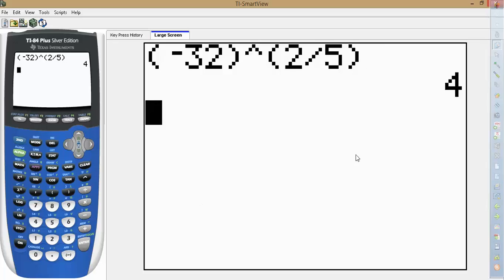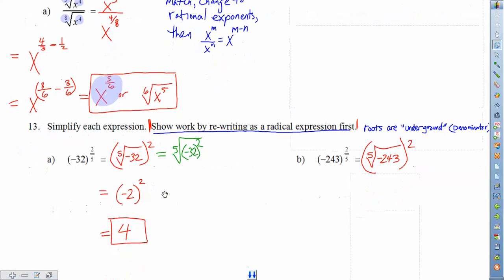Oh look, 4. So do you see what I'm talking about? You can use your graphing calculator to check your answer. You can use your graphing calculator after you do that work to actually finish the problem. Okay, that works just fine.